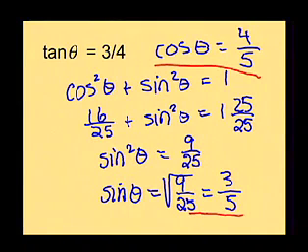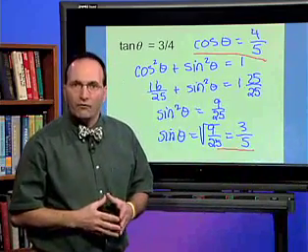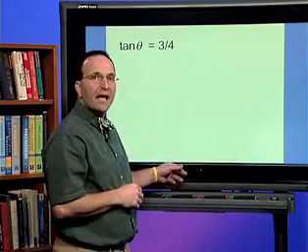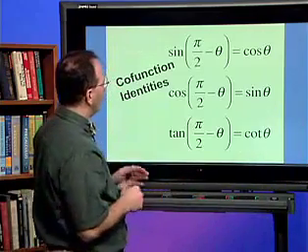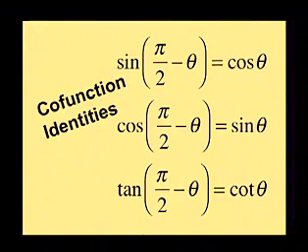Now we're going to define the cofunction trigonometric identities. And the cofunction trig identities are this: that the sine of pi over 2 minus theta is equal to the cosine of theta. That the cosine of pi over 2 minus theta is equal to sine theta, and the tangent of pi over 2 minus theta is equal to cotangent theta.